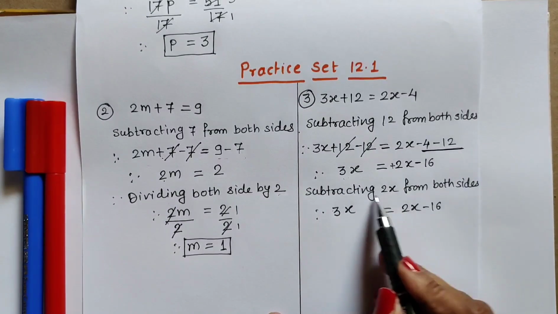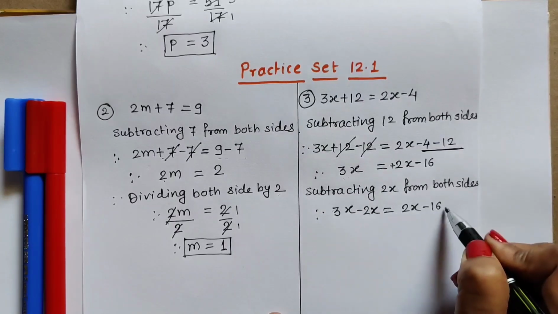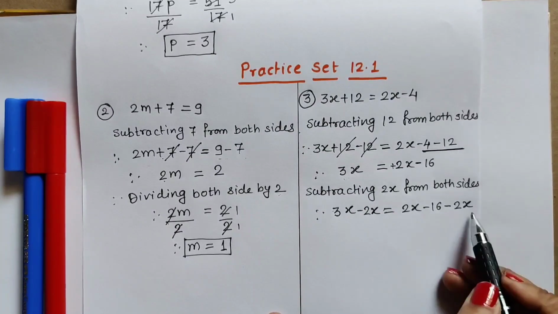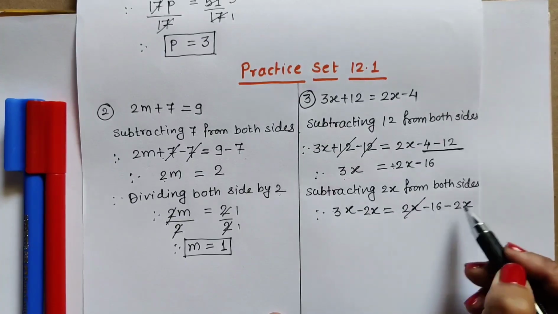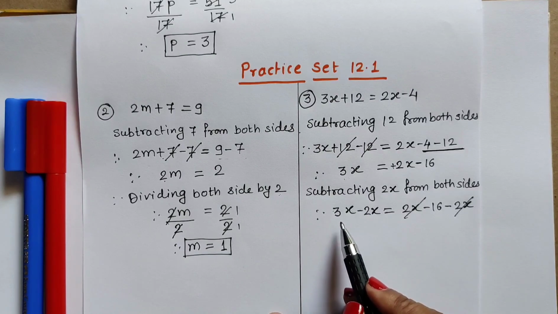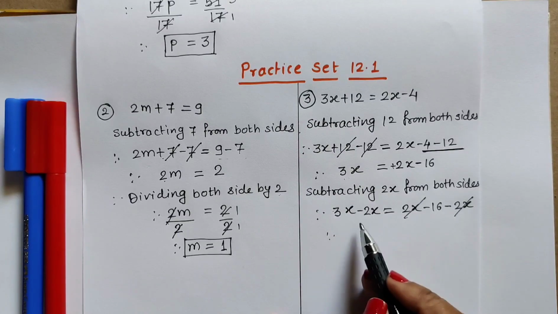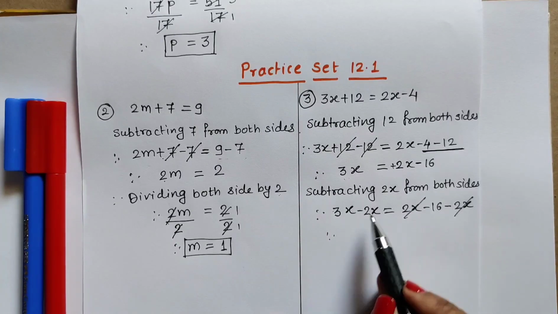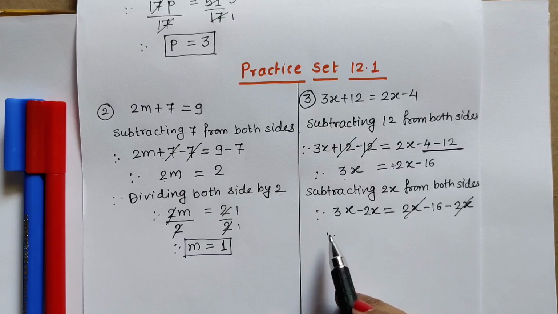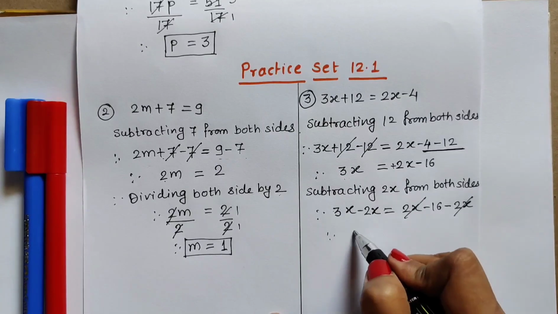What we have to do? We have to subtract this 2x from both sides. First subtract from the left hand side, then subtract from the right hand side. On the right hand side plus 2x minus 2x will be 0. Now see children, here plus 3x minus 2x. What will be the answer? Plus 3 minus 2. Both are like terms, both are having variable x, so we can subtract them. They are same terms, that's why we can subtract them. So 3x minus 2x is 1x.